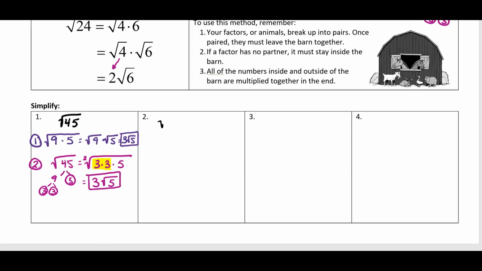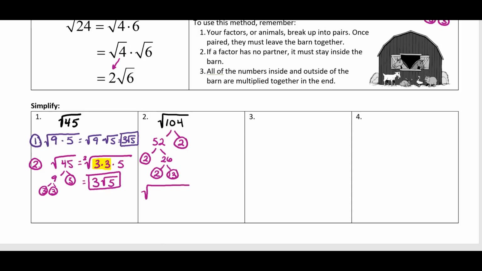So let's try number 2, the square root of 104. Now you can use either method you want, but with a bigger number you might want to try your prime factors. So we're going to start by factoring this down. And because this is an even number, I know that 2 is going to go into this number. So 52 times 2. 2 is prime, 52 is not. So 2 times 26. 2 is prime, 26 is not. And that would give me 2 times 13. And we finally got into all our prime numbers.